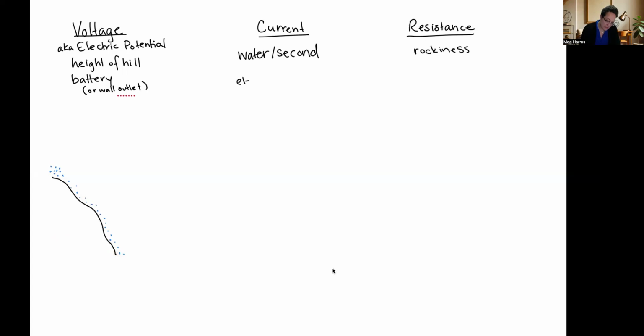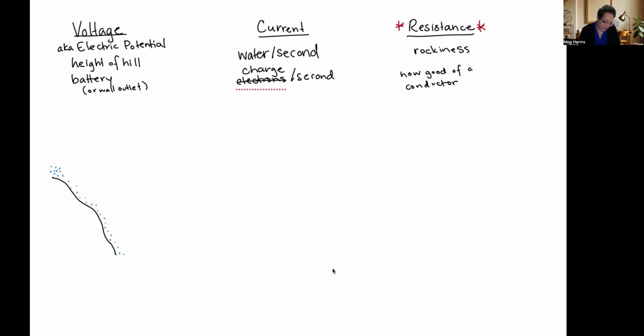Current is very similar. Instead of water per second, it's electrons per second. And specifically, it is not just electrons per second, it is the amount of charge that flows each second past a certain point. And then resistance is how good of a conductor your circuit is made of. So are you using nice copper wire that conducts really well, or are you using something like a tin alloy that maybe doesn't conduct very well? We are going to get back into resistors in a couple of days pretty intensely, because it turns out that we sometimes intentionally add resistance to circuits for certain purposes. And so we're going to come back to that shortly.